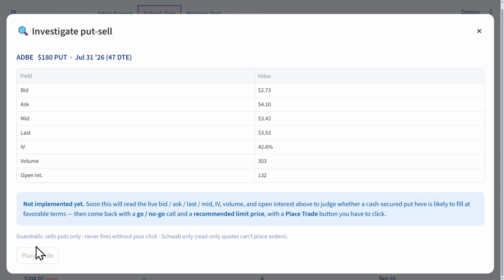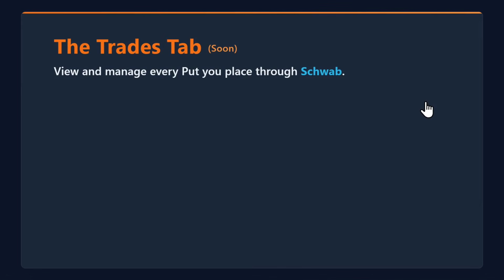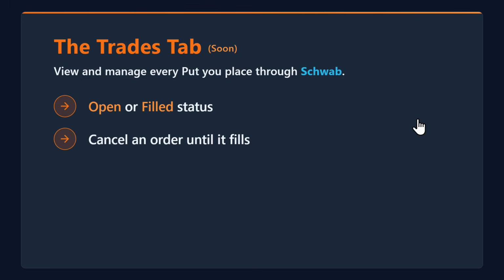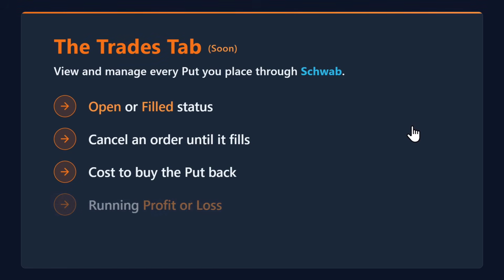But here's the plan. The scanner will read those numbers, judge whether you'd actually get filled at a good price, come back with a recommended limit price, and then let you place the trade right from here. And once a trade's placed, you'll be able to view your trades and act on a new trades tab using the Schwab API. This tab will show whether it's open or filled. It'll let you cancel it until it gets filled. Once filled, what it would cost to close out the put, the running profit or loss, and a button to close it out when you're ready. That new tab will have all puts you've sold or placed on Schwab with the scanner.